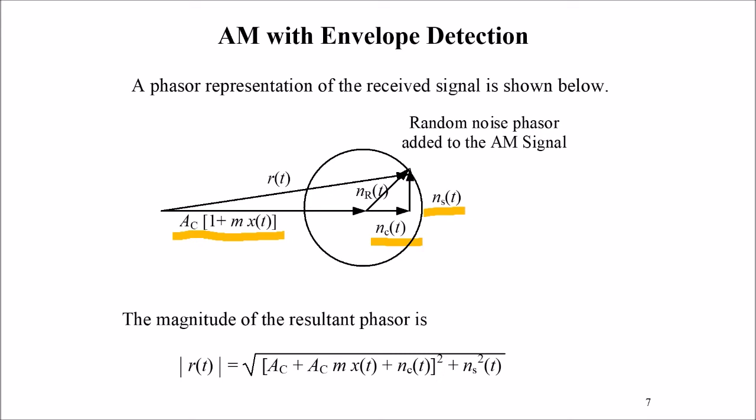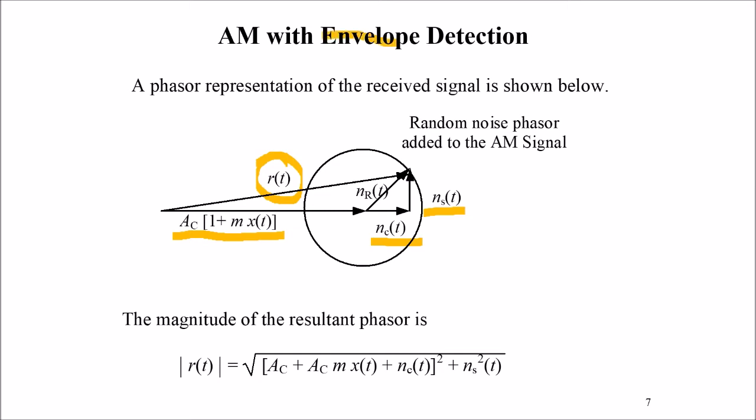The AM signal is represented by this horizontal phasor, and on the tip of this phasor, we're adding the random noise, so that when you add all three of them up together, the total phasor will fall somewhere inside a circle here, but the amplitude and the angle of this phasor will be randomly changing as directed by this random noise added to the phasor. What the rectifier will do is measure the magnitude of this resultant, of this received phasor R(t).